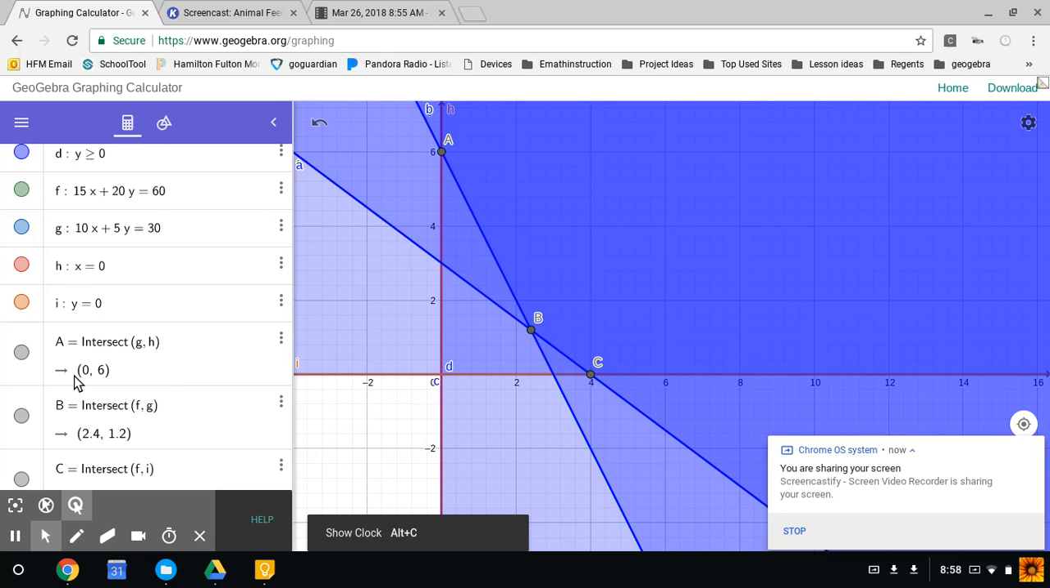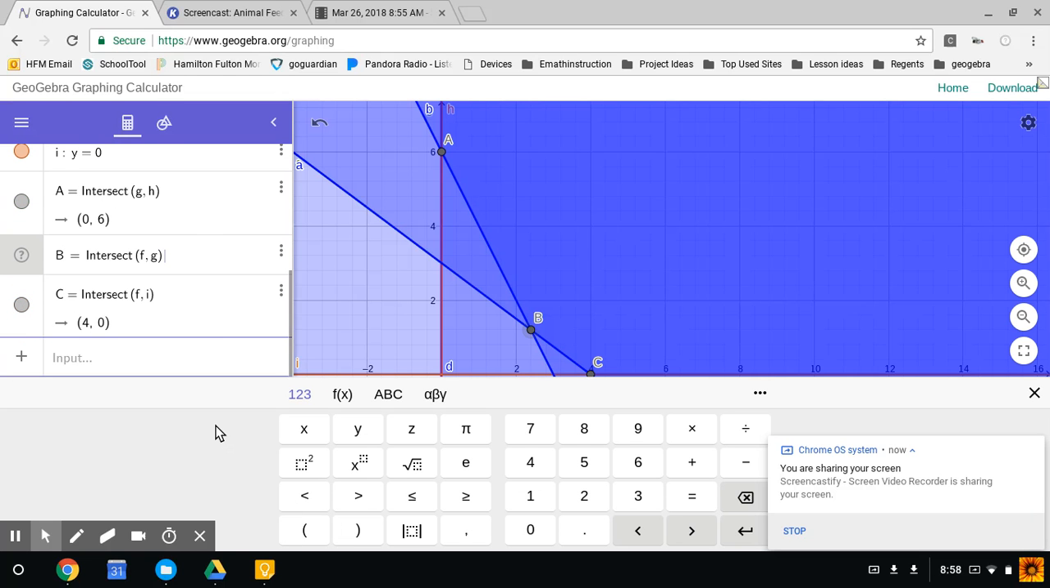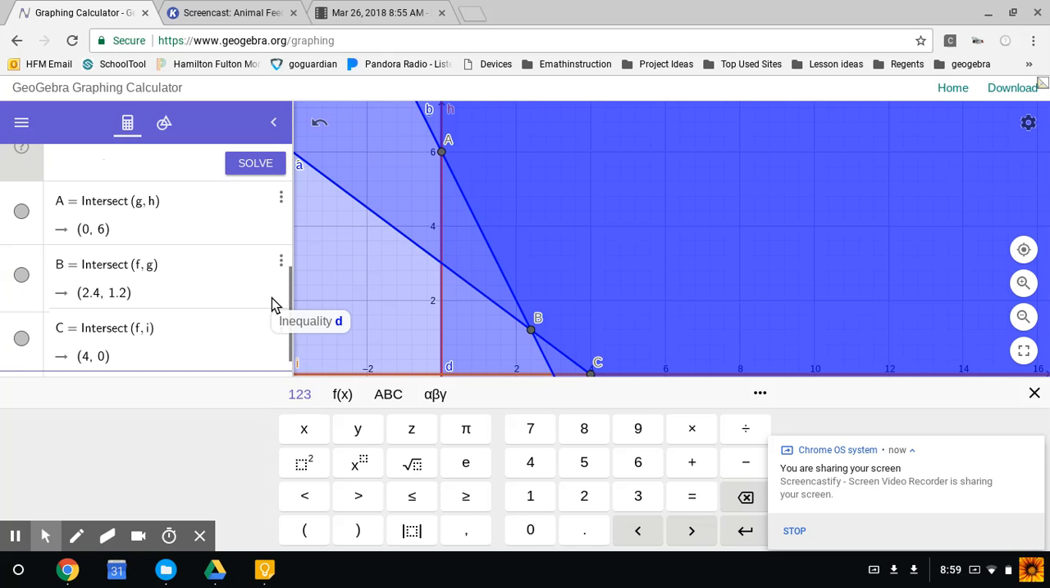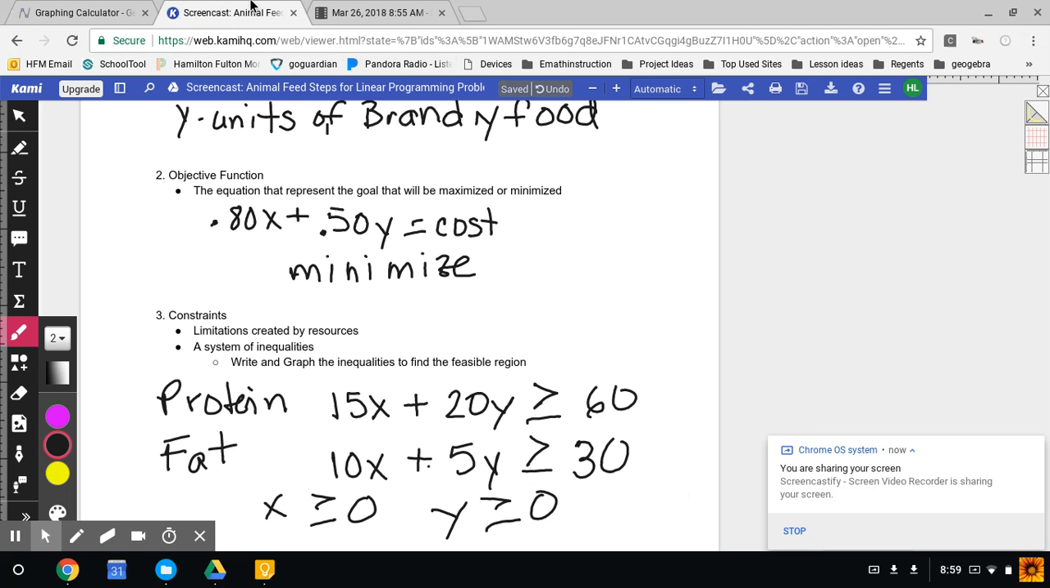You're going to notice all intersections are listed on the left-hand side. So my 3 intersection points are 0, 6, 2.4, 1.2, and 4, 0. So those are my points that I'm worried about for my objective function.